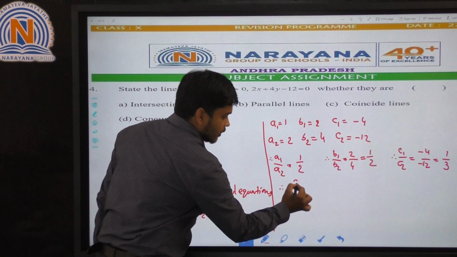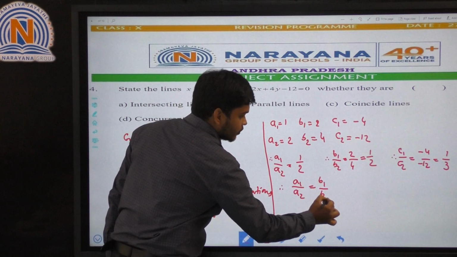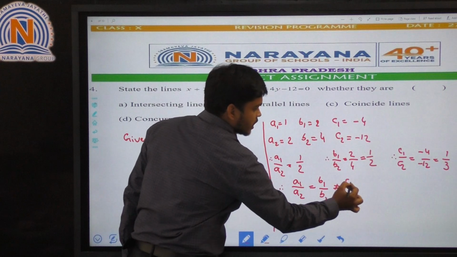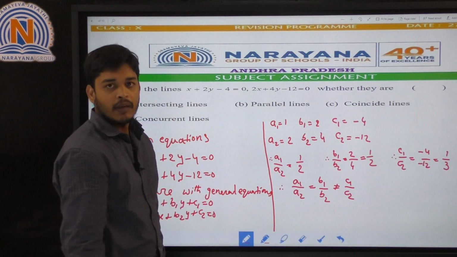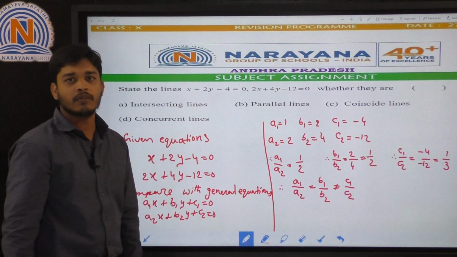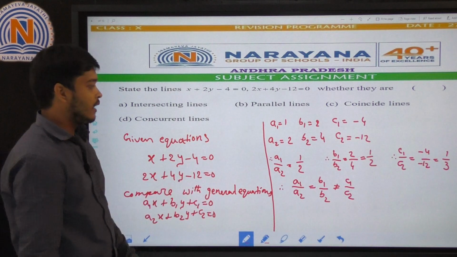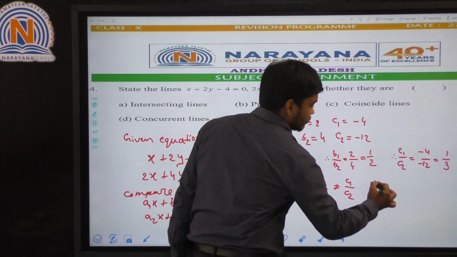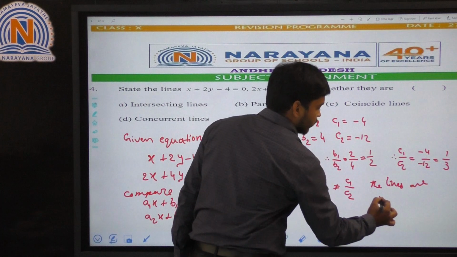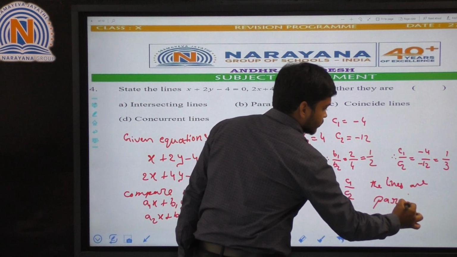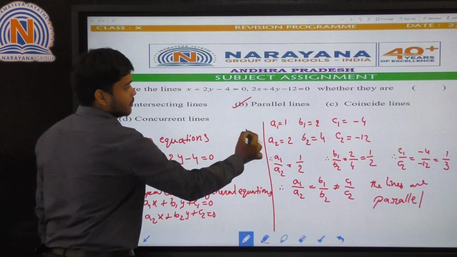So here a1 by a2 is equal to b1 by b2, which is not equal to c1 by c2. With this condition, what kind of lines are these two? Those two lines are parallel lines. The two lines are parallel. So option B is the correct one.